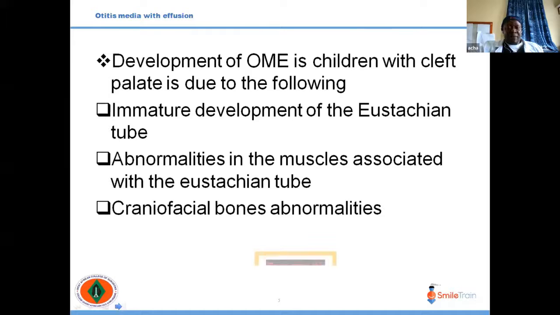otitis media with effusion. There are also abnormalities in the muscles associated with the eustachian tube. When somebody has a cleft palate, the muscle attachment of levator veli palatini and the tensor veli palatini is distorted. So that gives abnormal functioning of the eustachian tube. And of course, last but not the least, because of the cleft palate, there are abnormalities in the hamulus and the medial pterygoid plates, and that leads to children with cleft palate having recurrent ear infection.